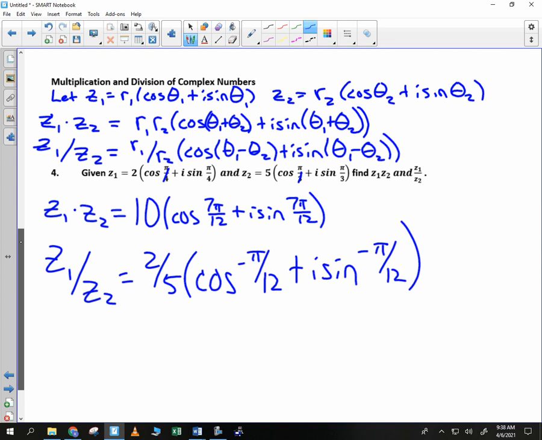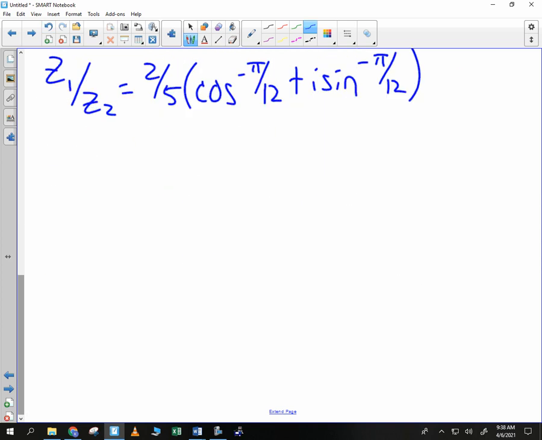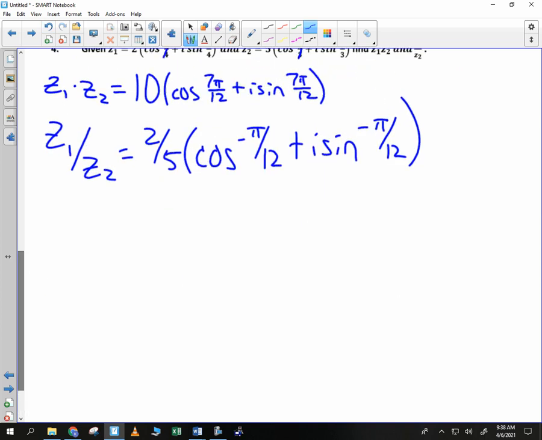Uh-oh, what's wrong with that? Negative. Can't have a negative angle. Do you remember from our last unit what happens to the cosine of a negative angle? It just disappears. Isn't that awesome? Cosine of pi over 12. And then what happens to sine of a negative angle? The negative comes out front, in front of the sine, so it'll be minus i sine of pi over 12.